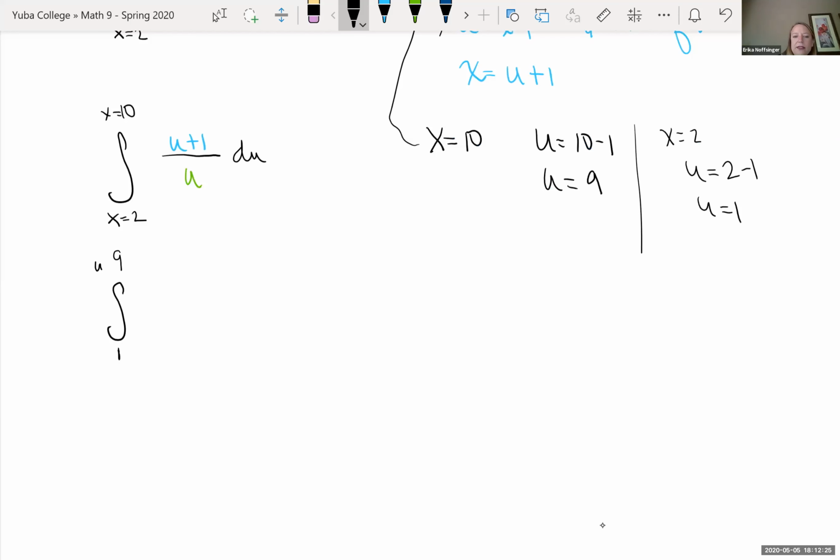And let's break that down as 2 separate fractions. And so we have u over u, which is just 1, plus 1 over u. Parentheses around that whole thing to u.